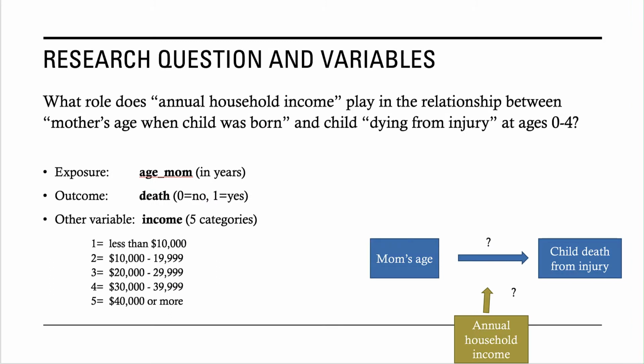Our research question in this tutorial is, what role does annual household income play in the relationship between mother's age when the child was born and the child dying from injury between ages 0 and 4? Exposure is age_moms, that's age measured in years. The outcome is death from injury, 0 no, 1 yes. The other variable is income in 5 categories.